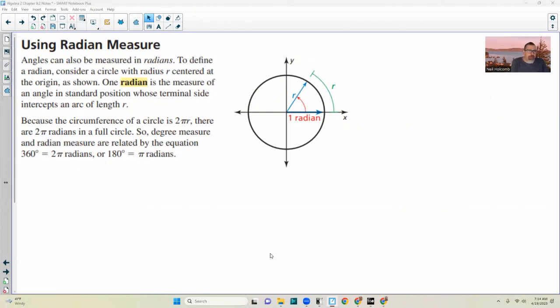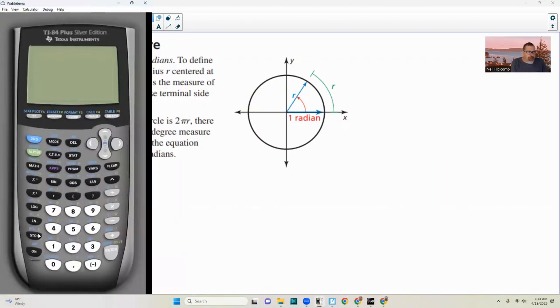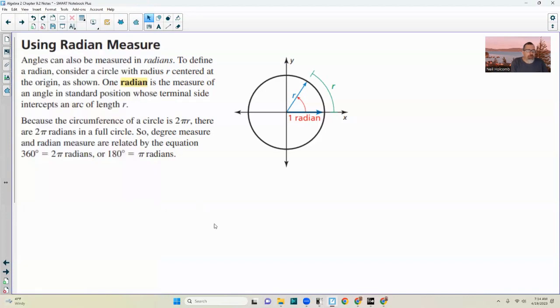An angle can also be measured in radians. Let me stop right there. If I turn my calculator on and go to mode, and I arrow down to radians, and then arrow over and hit enter, it'll switch my calculator to degrees. So the calculator will convert from radian to degree. You can either find an answer in radians or degrees using a calculator, but this is where it comes from. Angles can also be measured in radians.